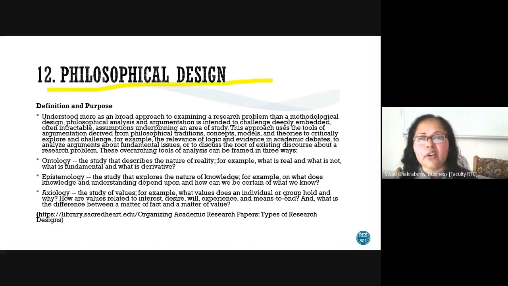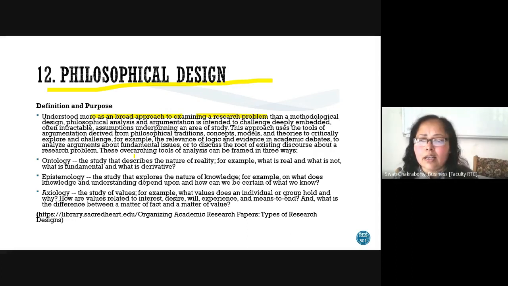The 12th one is philosophical design. It's understood more as a broad approach to examine a research problem than a methodological design. Philosophical analysis and argumentation is needed to challenge some deeply embedded assumptions on an area of study. It basically uses tools of argumentation derived from philosophical traditions, concepts, models, and theories to critically explore and challenge, right?